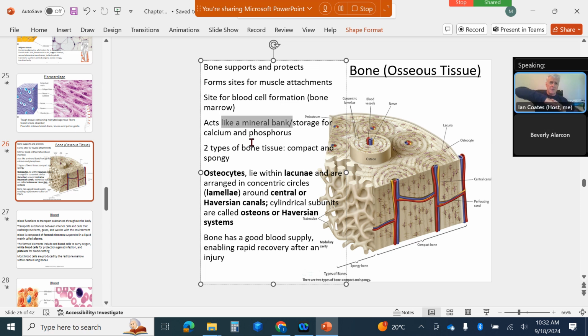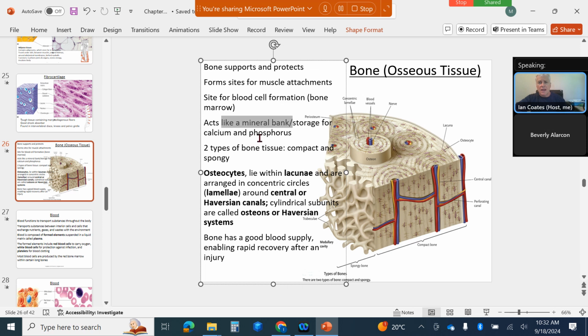If the blood calcium level starts to drop, we start robbing the bones of calcium and throwing calcium back into the blood. You'll see there that your body is always in some type of homeostatic mechanism when we're talking about calcium.